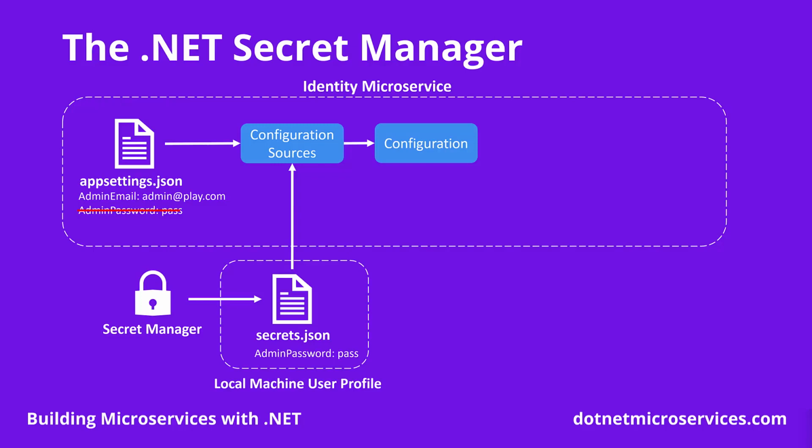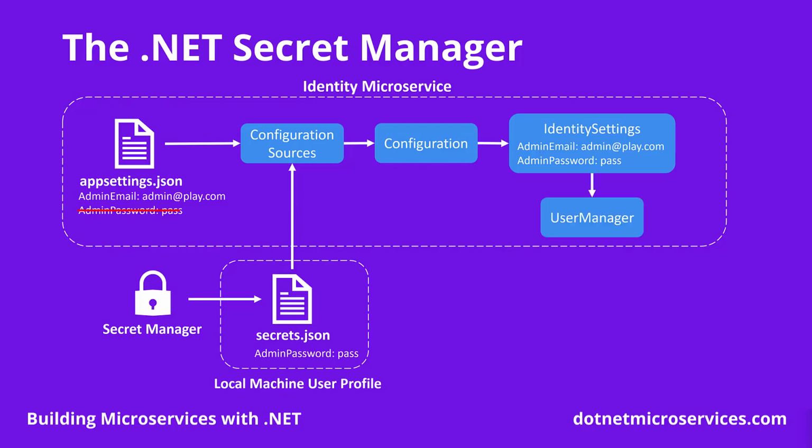We can then introduce a proper class to represent these admin user settings, which we will call IdentitySettings. And just as we have done before, we will read and deserialize the values from configuration into IdentitySettings in our Startup ConfigureServices method. Then, later in the boot sequence, we will use IdentitySettings to create the admin user via the ASP.NET Core Identity UserManager object. So, by using the .NET Secret Manager, we are making sure that the microservice secrets remain outside of source code, which will prevent them from making their way into our source control system.